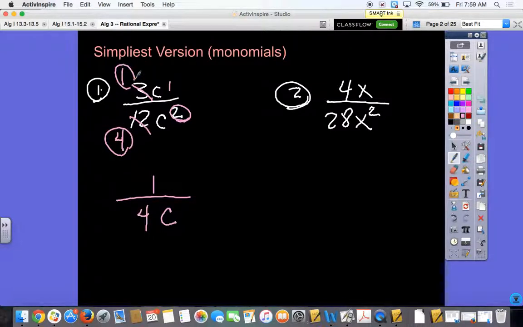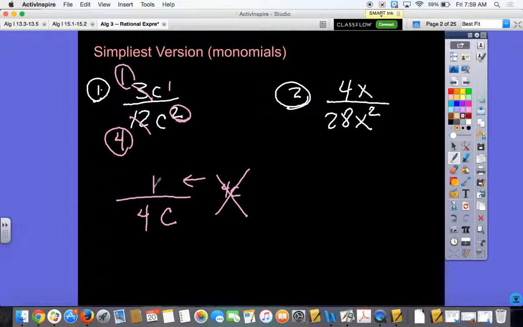Remember, if everything goes out in the top, you have to put a 1 as a placeholder. It has to stand up there and tell the world that everything cancels out in the top. So there's a big difference between 1 over 4C and just 4C. If you just put 4C, that's wrong. It has to be 1 over 4C.